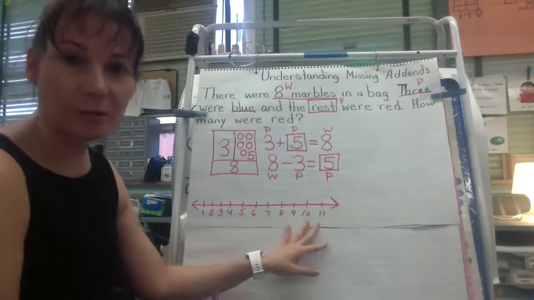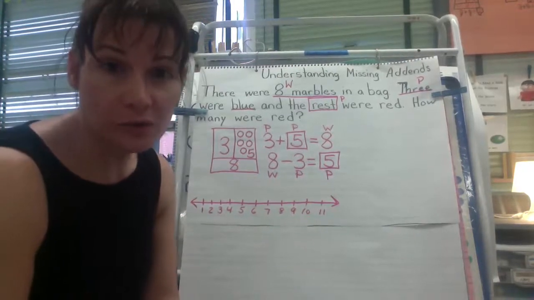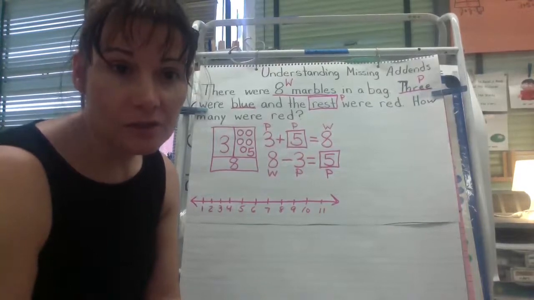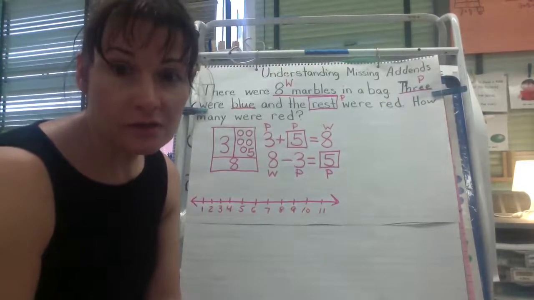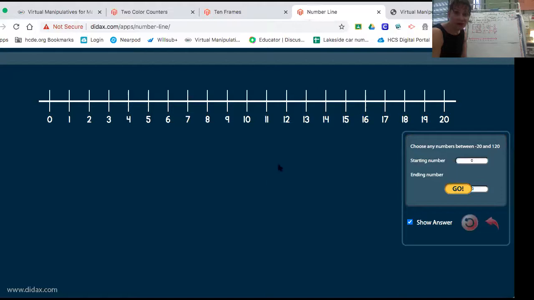So I have my number line drawn. I also have a virtual number line, and I'm going to show you both. I'm going to share my screen so that you can see my number line. I have a number line right here. On my number line, I can easily show my thinking as well.